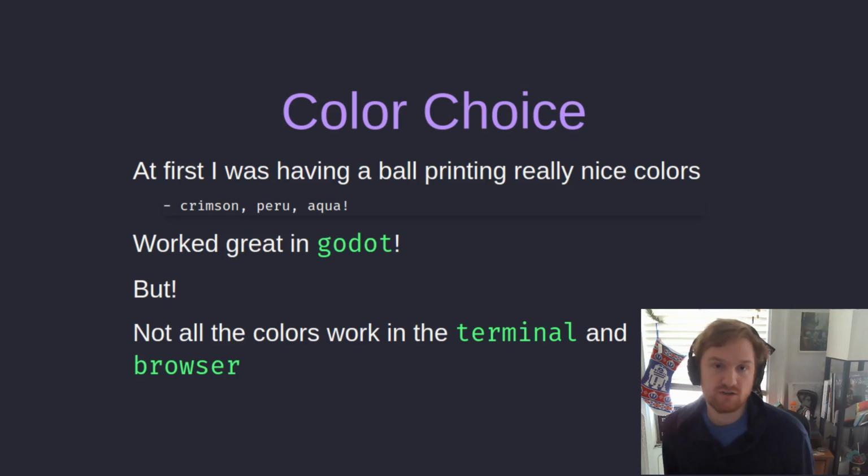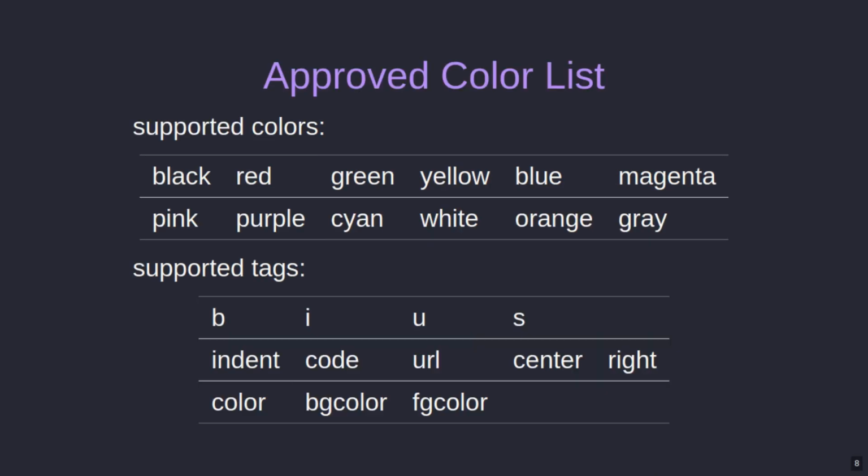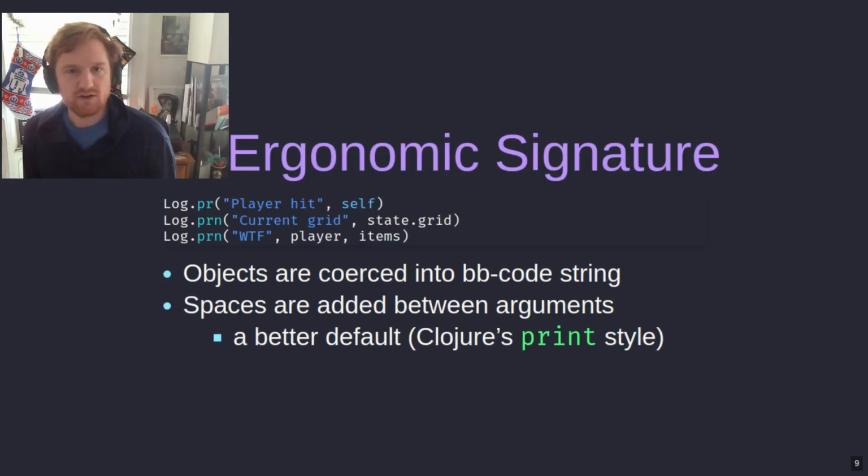Unfortunately, those colors don't all work in the terminal or in the browser. And so from Godot's docs, here's the approved color list. It's a little bit plain and not as nice and pretty as it could be, and so I'm debating having some sort of fallback system where you can opt into prettier colors, but for now I've fallen back to just these.